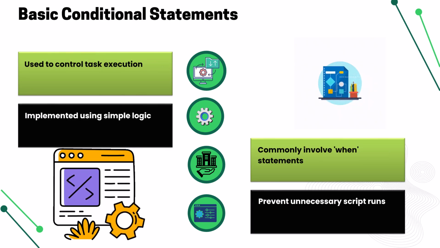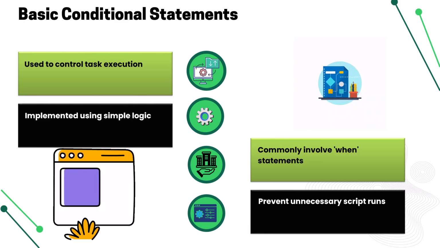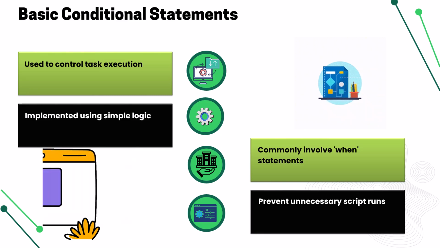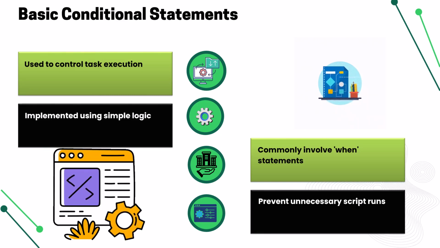Conditional statements in Ansible. They're like a traffic light. They control what runs and when. With simple logic, we can use when clauses to prevent playbooks from doing unnecessary work. It's automation with brains, ensuring tasks execute only when the right conditions are met.